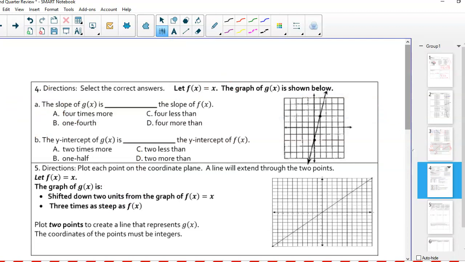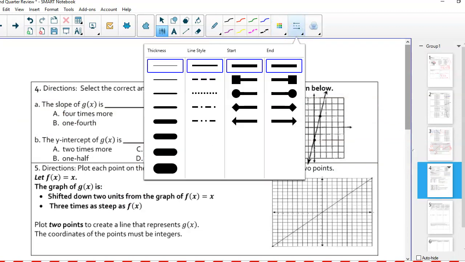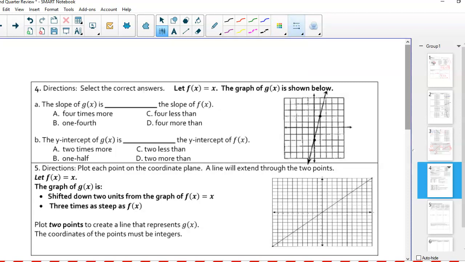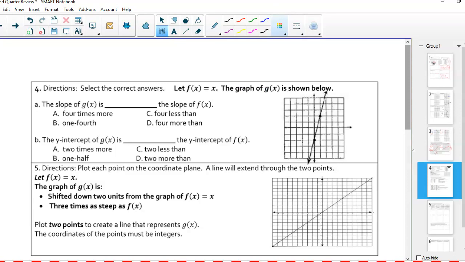Alright. For number 4. Let's focus. For number 4, it's comparing our original to this function. So I'm going to outline this in red just so we see it a little better.